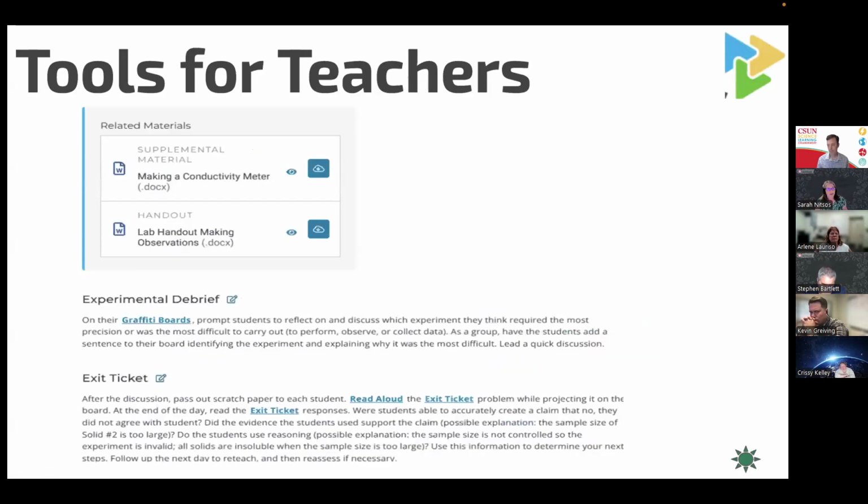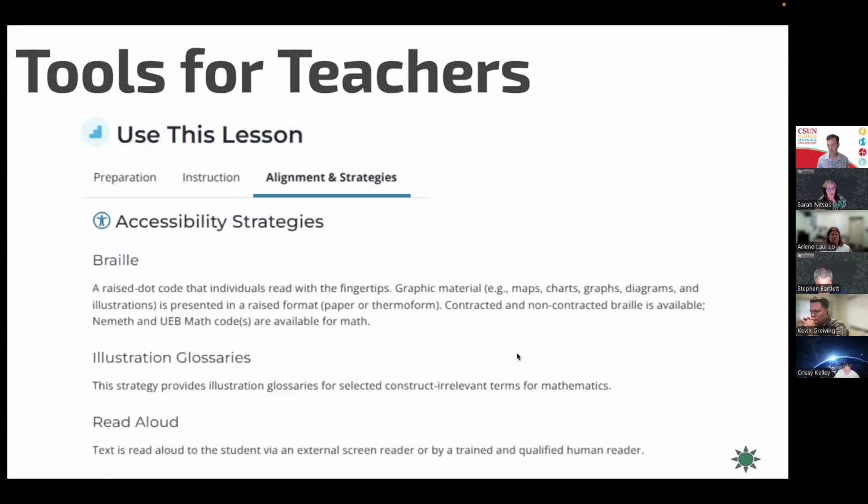I think there we go. So as I said before, there is that exit ticket. There's also an experimental debrief at times that'll tell you different ways that you can work with your students. Go one more. We talked a lot today about accessibility resources. Every single Tools for Teachers lesson has a section called Accessibility Strategies, and it will go over some strategies you might consider implementing to serve the different students within your classrooms.